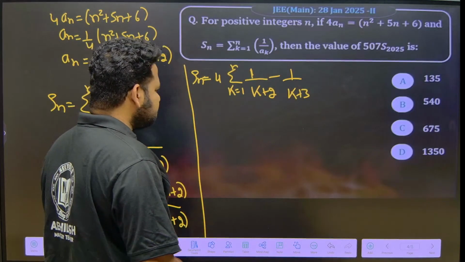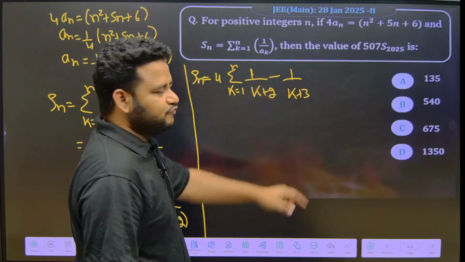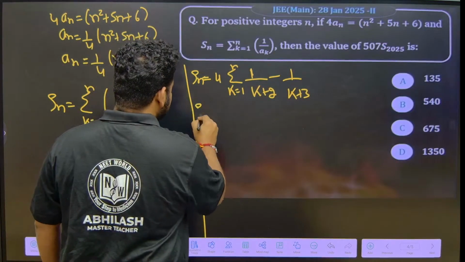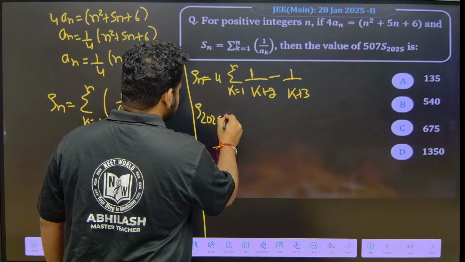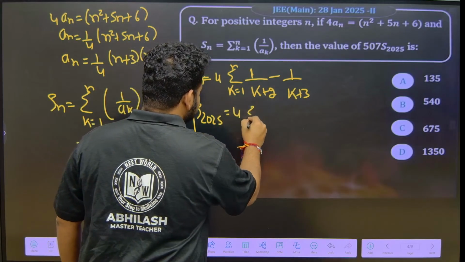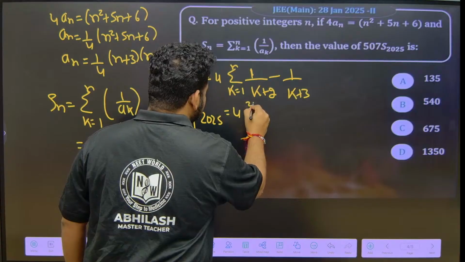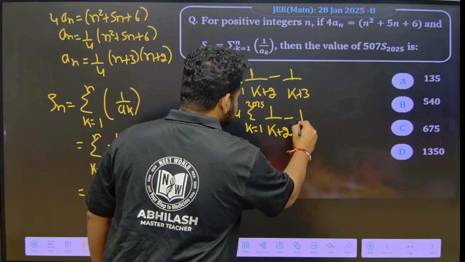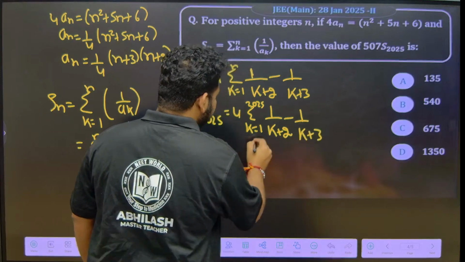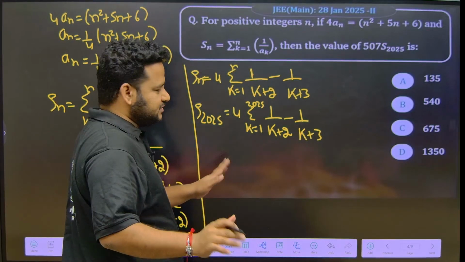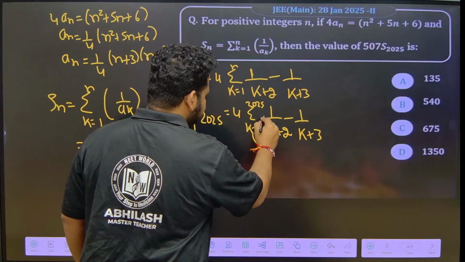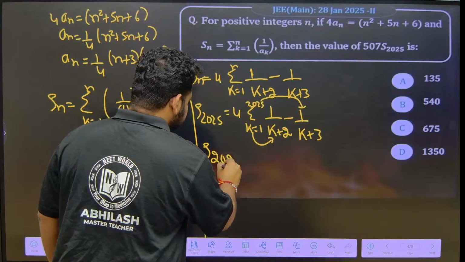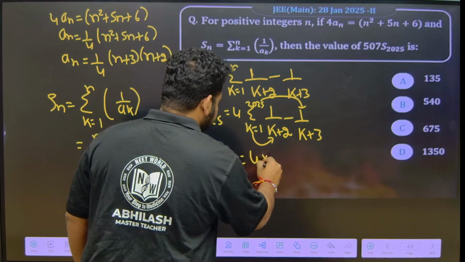Now, they are asking us S2025. That means wherever n is there, I have to put 2025. So, S2025 is equal to 4 times summation of k running from 1 to 2025 of 1 by (k plus 2) minus 1 by (k plus 3). I have told the trick while solving sequence and series: for smaller values put the smaller value, for bigger values put the bigger value. So, this gives us S2025 is equal to 4 times, 1 by (k plus 2).